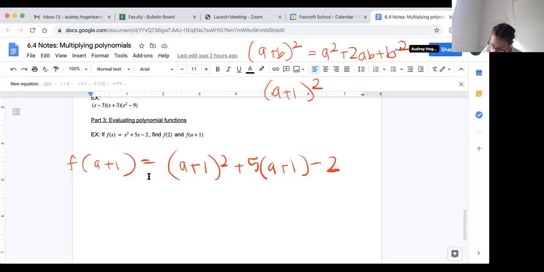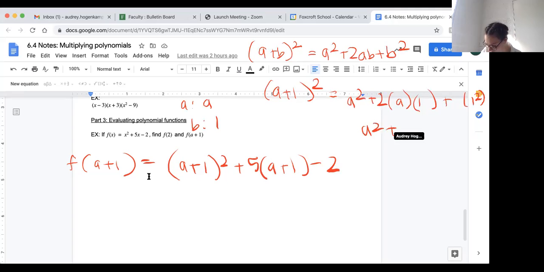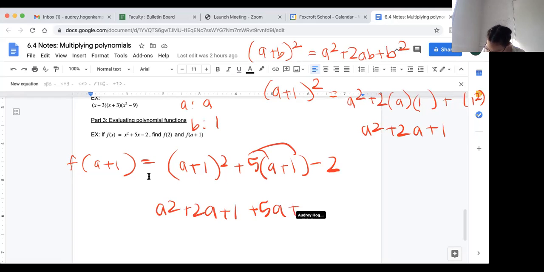In this case, our a is a and our b is 1. So this is going to equal a squared plus 2 times a times 1 plus 1 squared. So we're going to get a squared plus 2a plus 1. Okay. And then for over here, we're just going to distribute. So a plus 1 quantity squared was a squared plus 2a plus 1 plus 5a plus 5 minus 2.